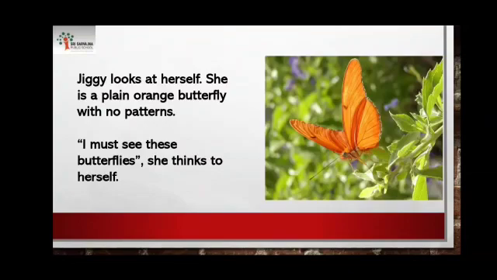Now, when Jiggy heard the lily telling Rose about the colorful butterflies and their patterns in the other garden, Jiggy looks at herself. She was a plain butterfly, isn't it? She had no patterns on her body. So, she decides herself to go to the other garden to see those colorful butterflies who had different patterns.